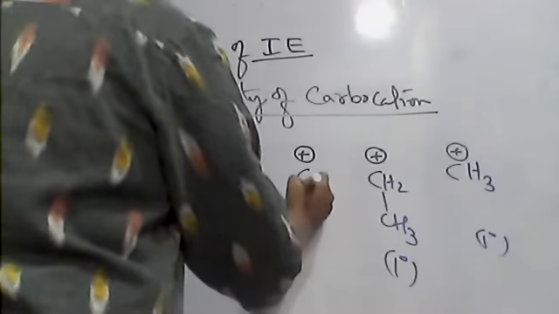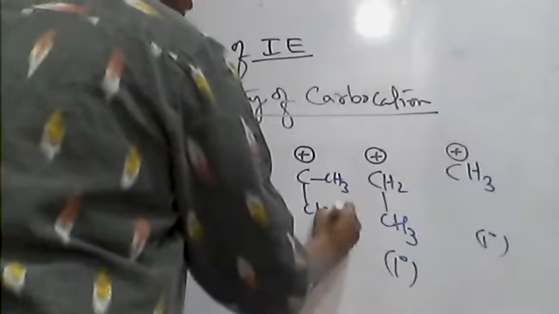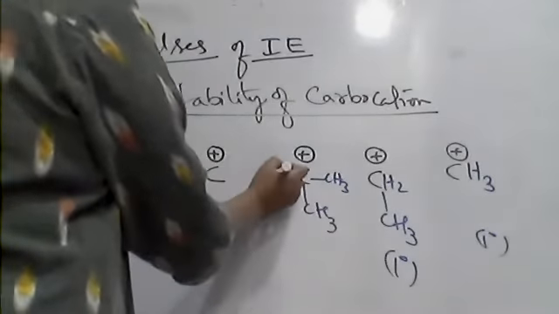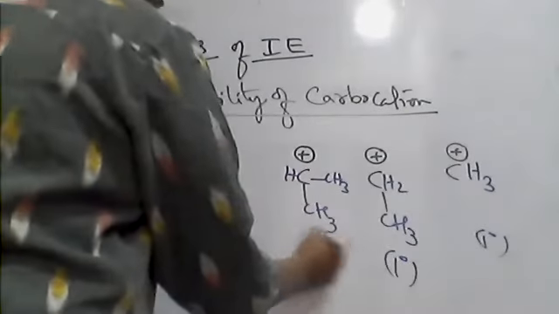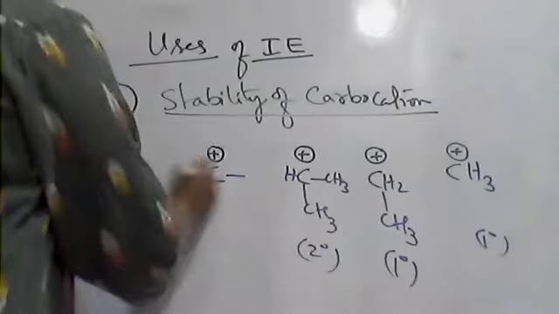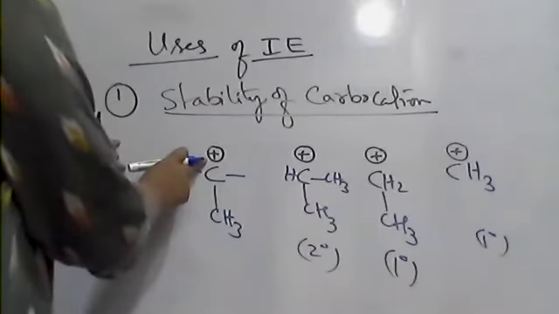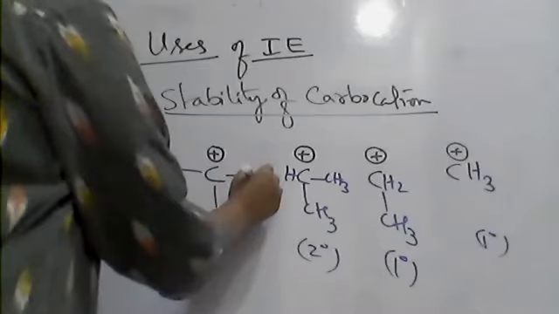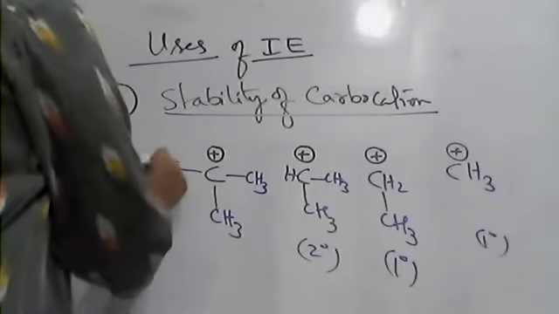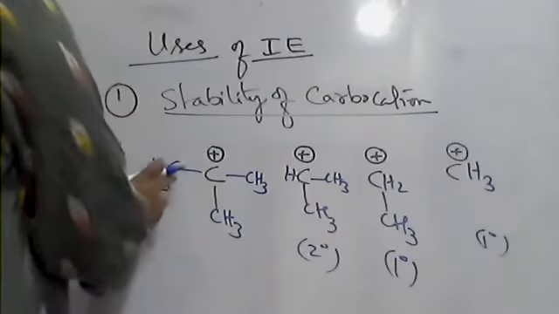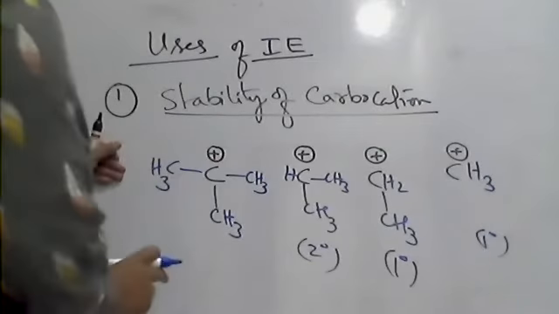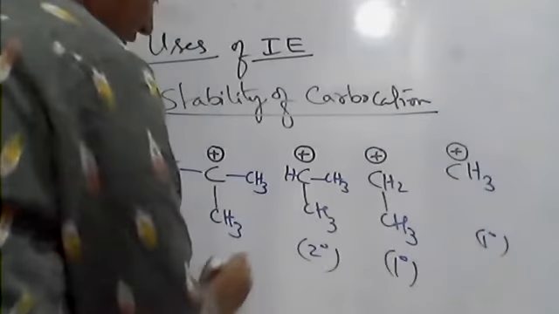Next, here I'm writing one more. This carbon is attached to 2 different carbons, first carbon, second carbon. It is a secondary carbon. And next here, the black carbon is the carbocation, the carbon with positive charge. This carbon is a tertiary carbon because it is directly connected to 3 different carbons. Tertiary.